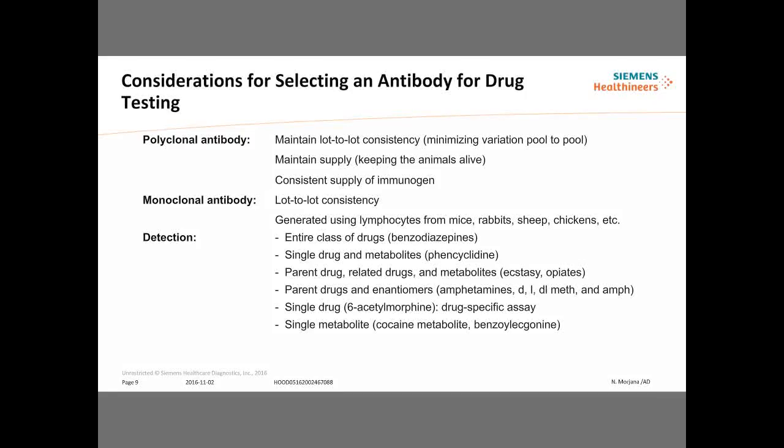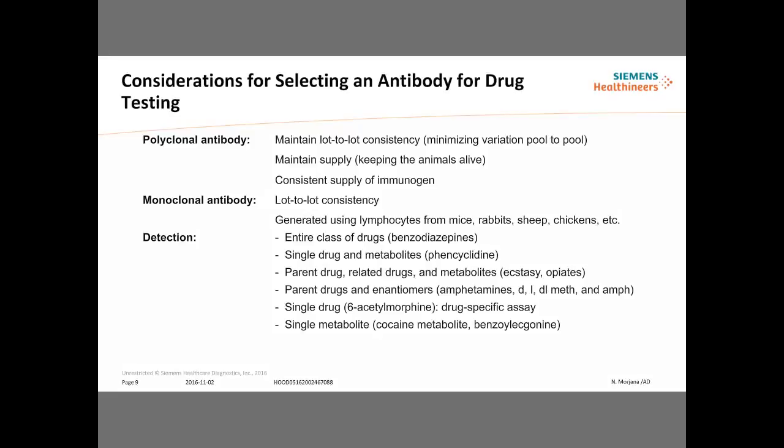What considerations do we need for selecting an antibody to test for a drug or to develop assays for drugs? First, if you're selecting a polyclonal antibody, we have to maintain lot consistency and minimize the variability between different bleeds or different pools. Secondly, maintain the supply of the antibody, basically keeping the animal alive in order to take a bleed from them. Thirdly, consistent supply of immunogen so we can immunize more animals. A monoclonal antibody is very consistent between lots, and consistent in specificity, and can be produced in many different animals.